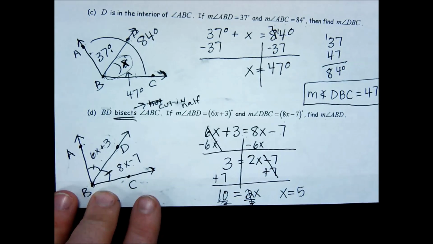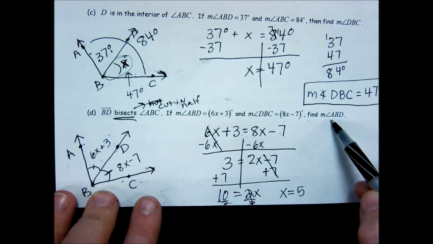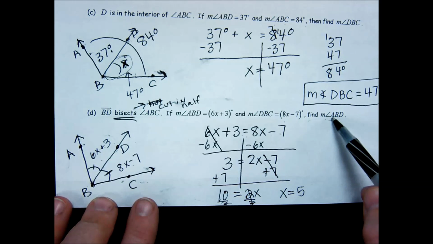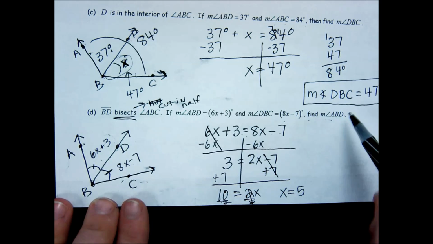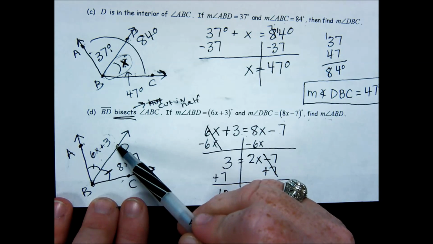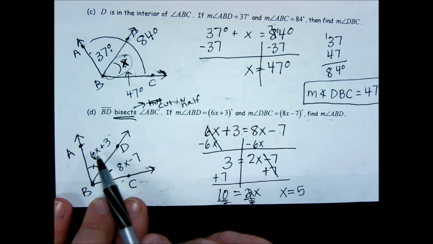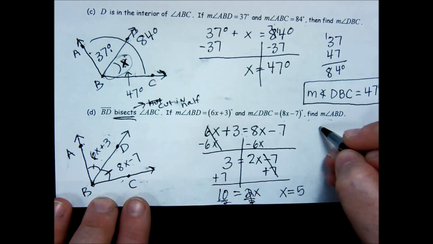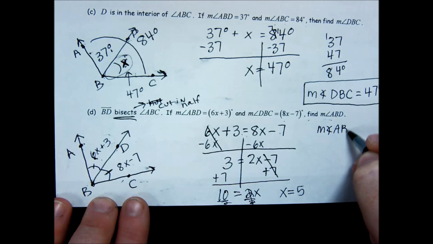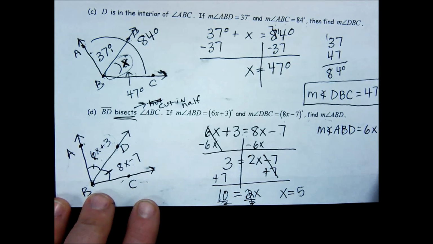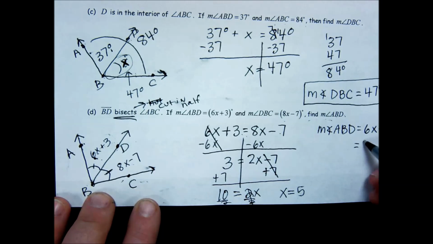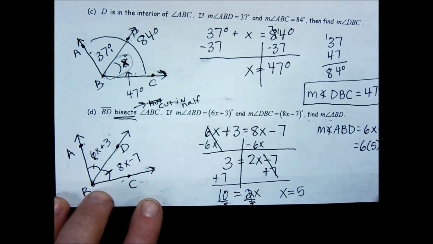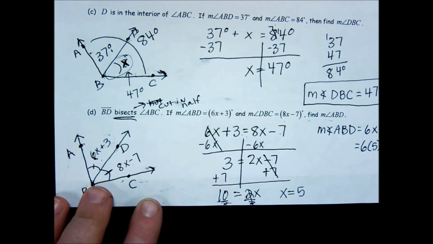But I'm not finished yet. Up here it doesn't say find x, it says find the measure of angle ABD. So angle ABD is 6 times x plus 3. Well, I just found out that x is equal to 5. So 6 times 5 plus 3 tells me that the measure of ABD is equal to 33 degrees.